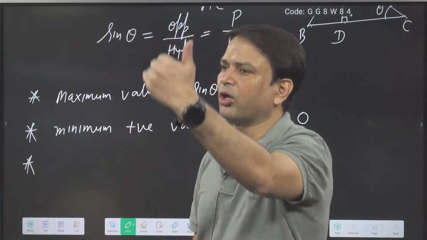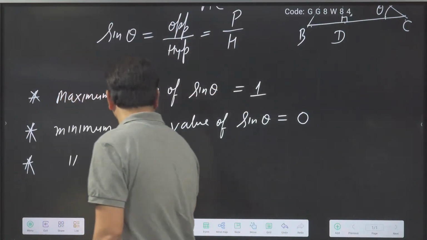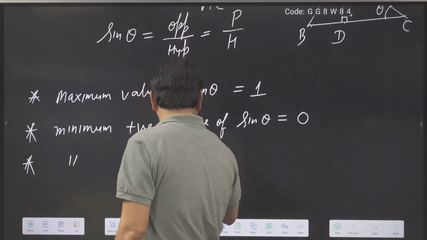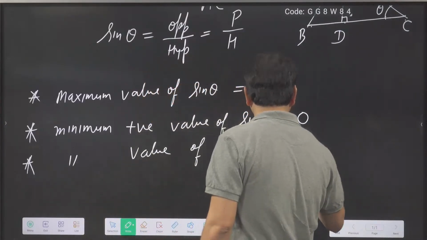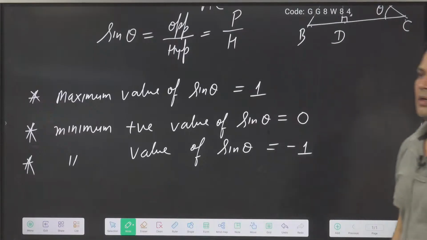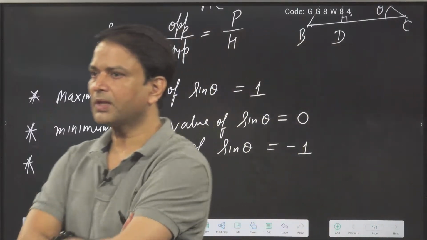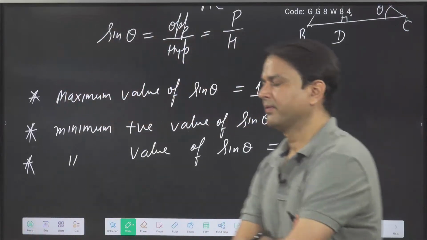Maximum always it will be 1. Minimum value of sin theta, what we can say? -1. Up to this completed.